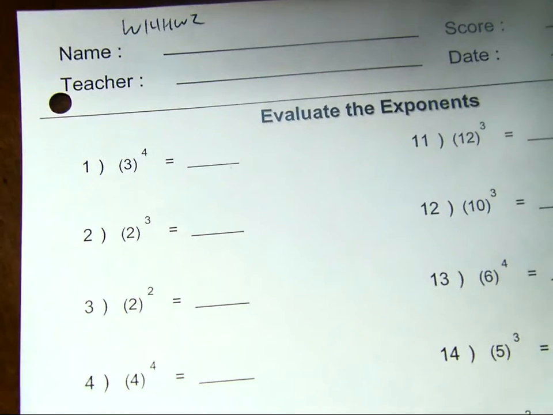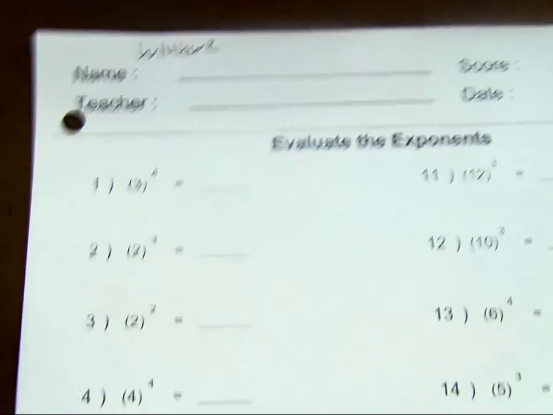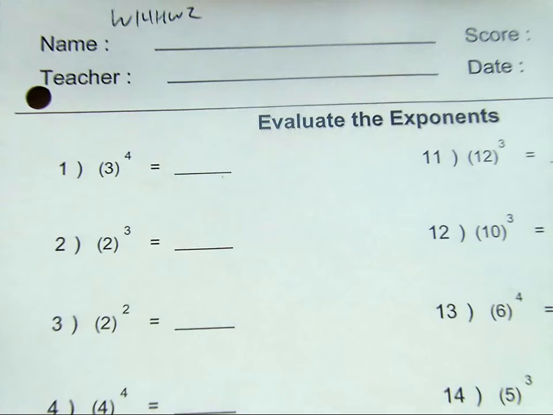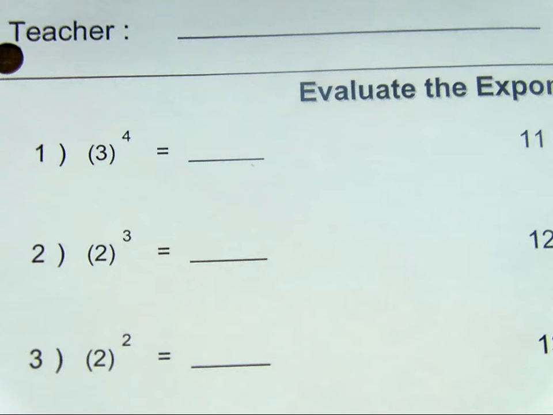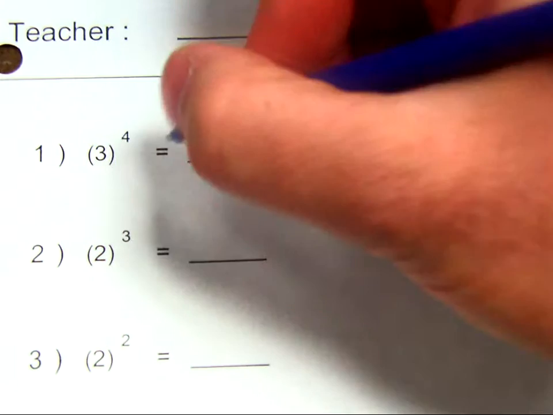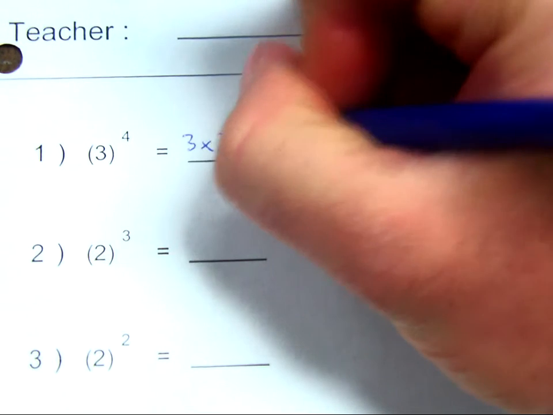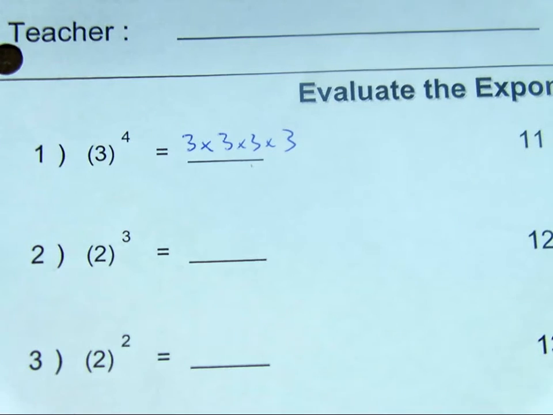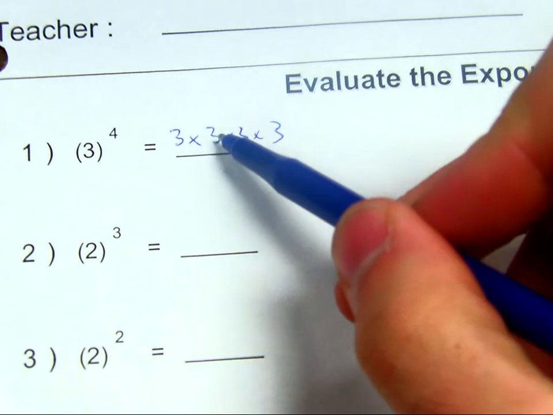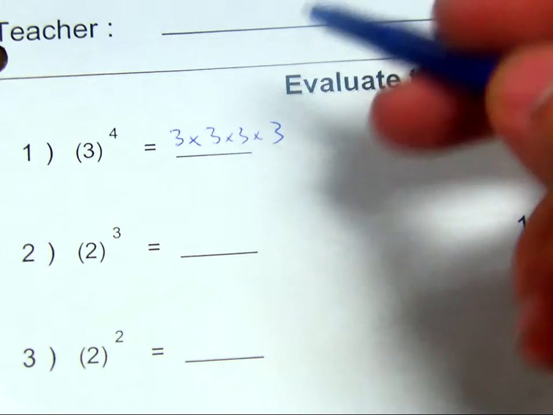Now, for the homework, what that looks like, on the front, it says evaluate the exponents. To evaluate means basically to solve. To evaluate, we should first expand it, 3 to the 4th, so that's 3 times itself 4 times. 3 times 3 times 3 times 3. Okay, 3 times 3 is 9. 9 times 3 is 27.